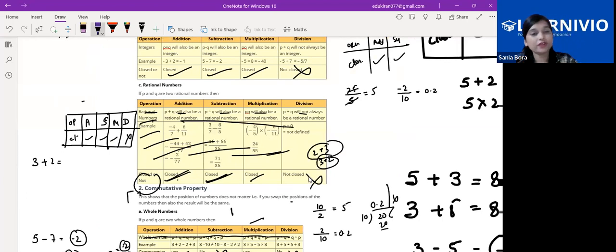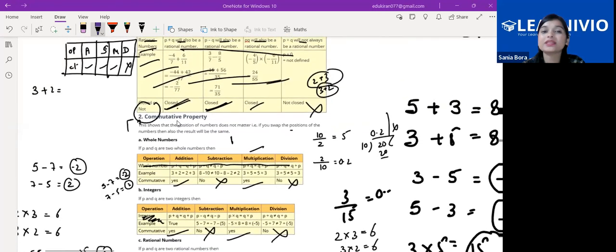Is it fine with everybody in the class? Along with Aisha? Yes, ma'am. Okay, great. Now let's just move to the second property. From the second property itself, we will start writing.